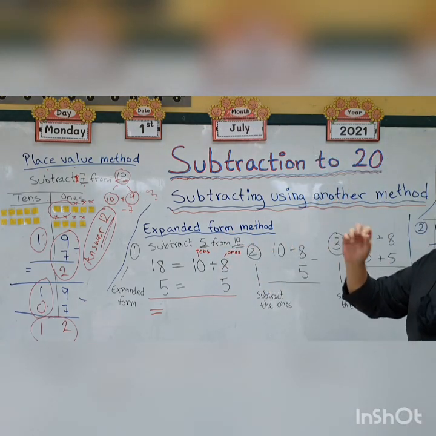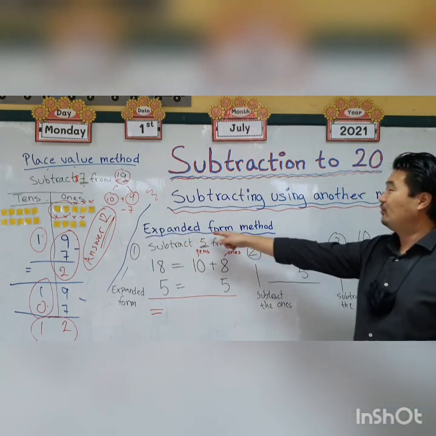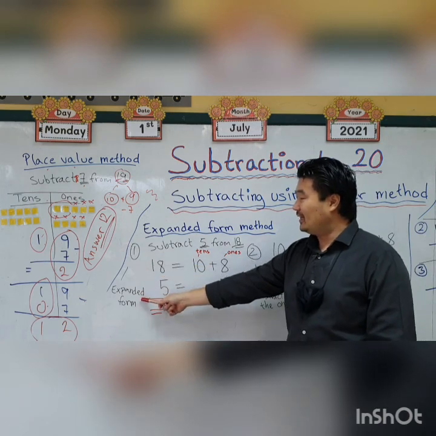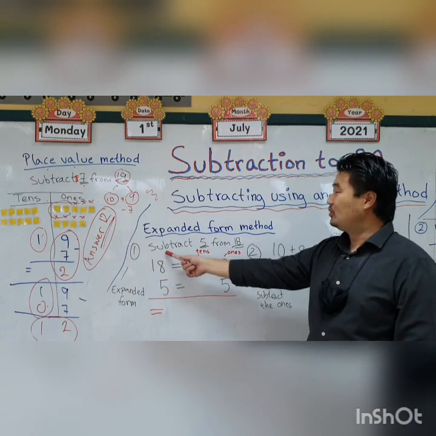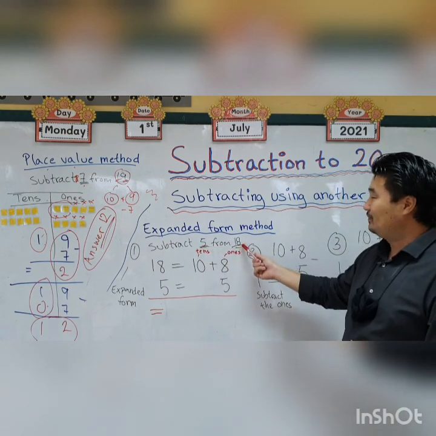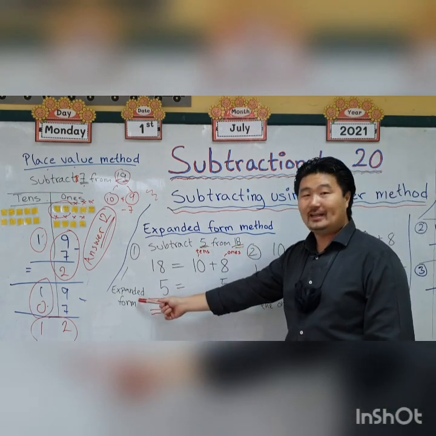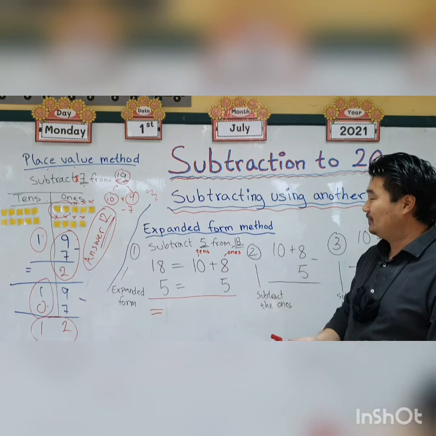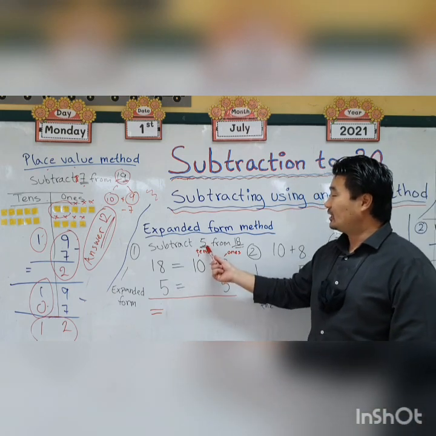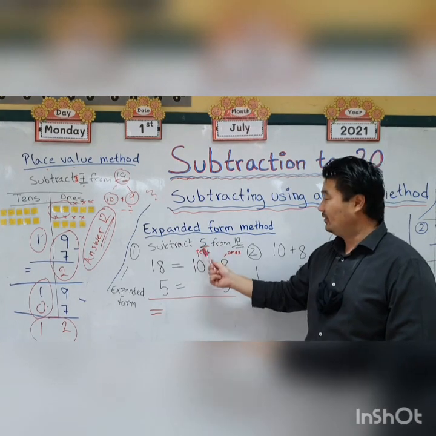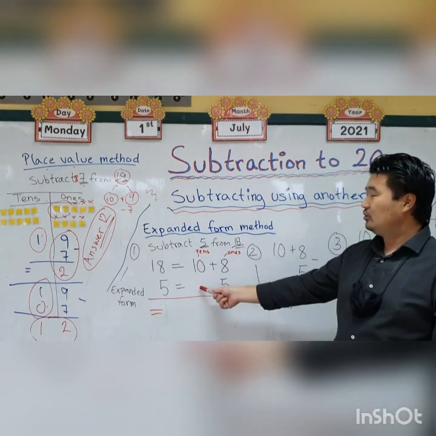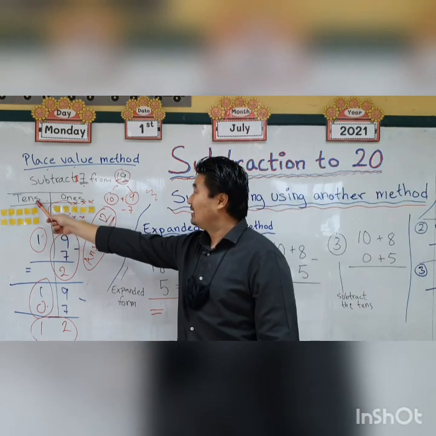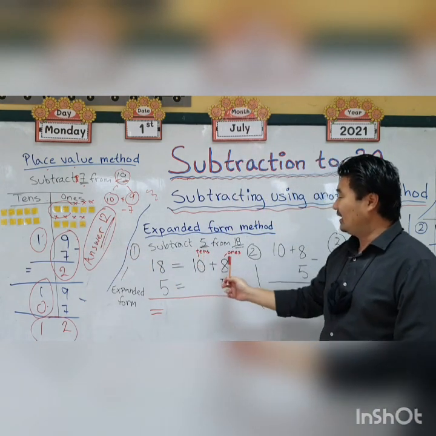Number 2, the second method. Expanded form method. Okay? So step number 1, write in the expanded form. Subtract 5 from 18, and if you're going to write that in the expanded form, you write 18 equals 10 plus 8. And then the deduction, you deduct 5, so that 5 equals no tens, 5 ones. This is the same as here. Tens and ones.